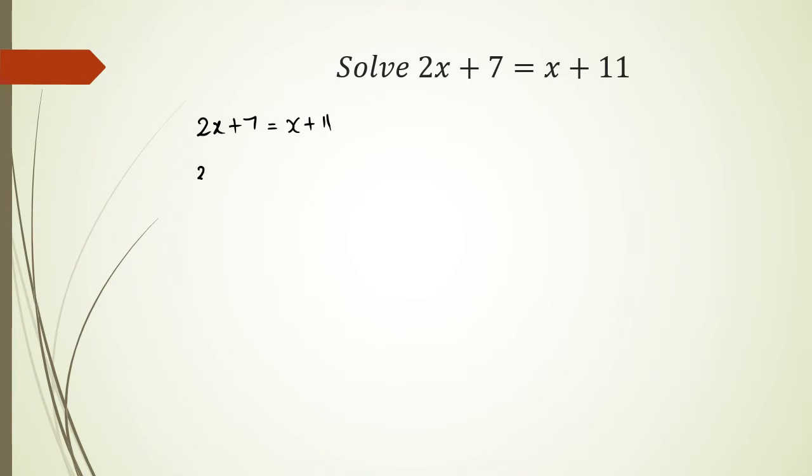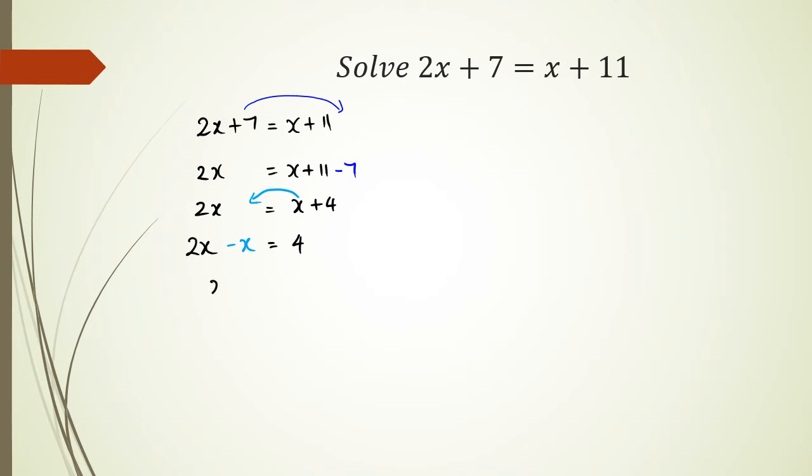The first thing I'm going to do is move my 7. Because it's positive 7 on this side, when it's shifted to the other side, it will become minus 7. And so I have 2x equals x plus 4. The next thing I want to do is shift the x to the left hand side so I can bring all the x's together. Because it's positive x, it becomes minus x. And I have 4 left over on the right hand side.